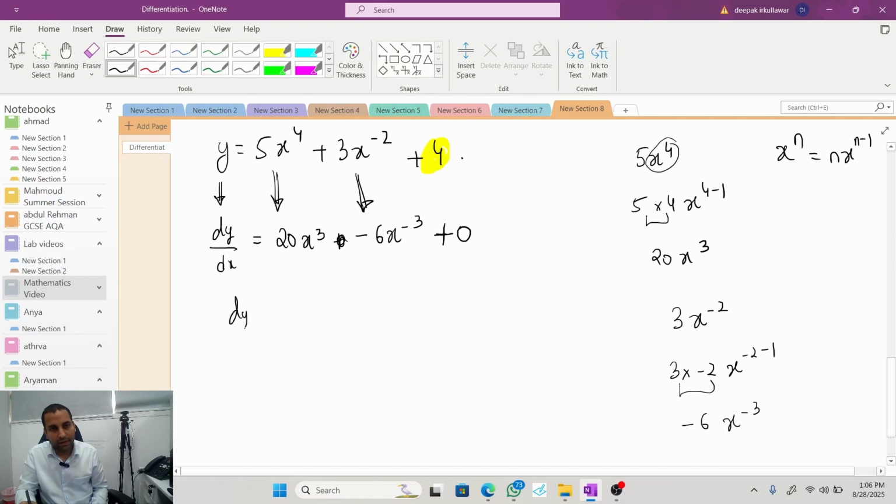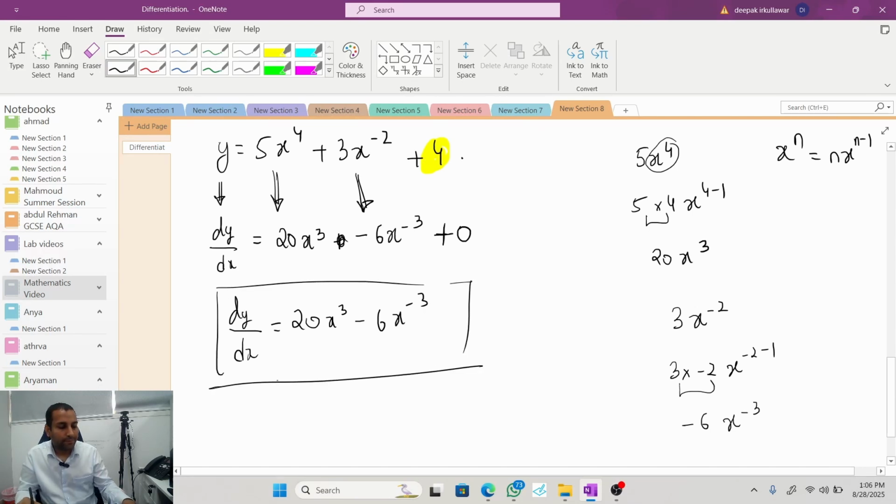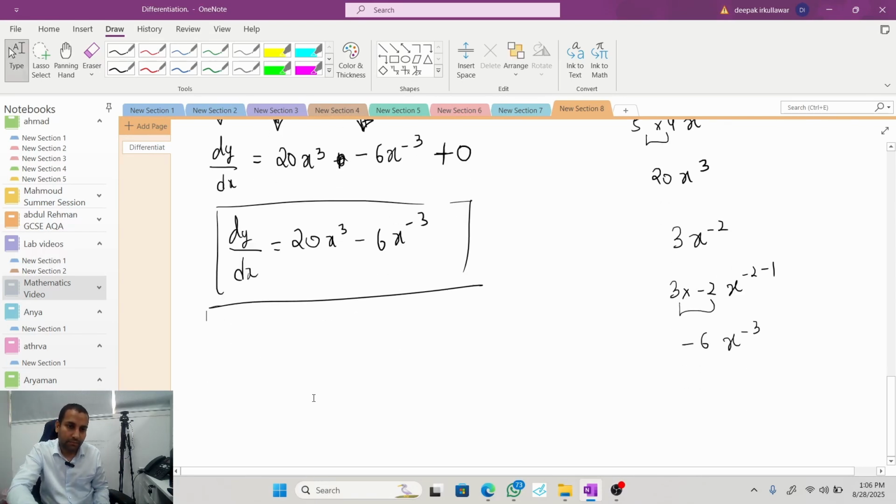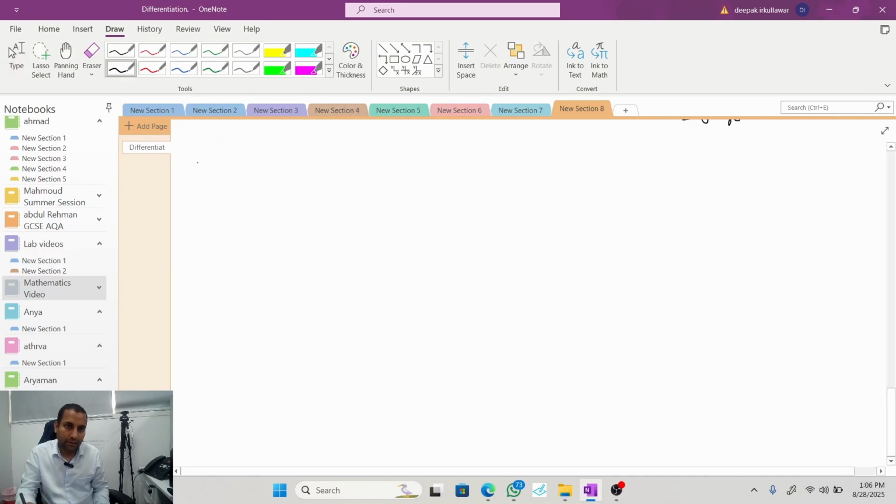So finally my dy by dx, I can write this as 20x cube minus 6x to the power of minus 3. This is my differentiation. So when you have a term with a constant, you can do it like this. Sometimes, to confuse you, the examiner might give you terms in the form of fractions.